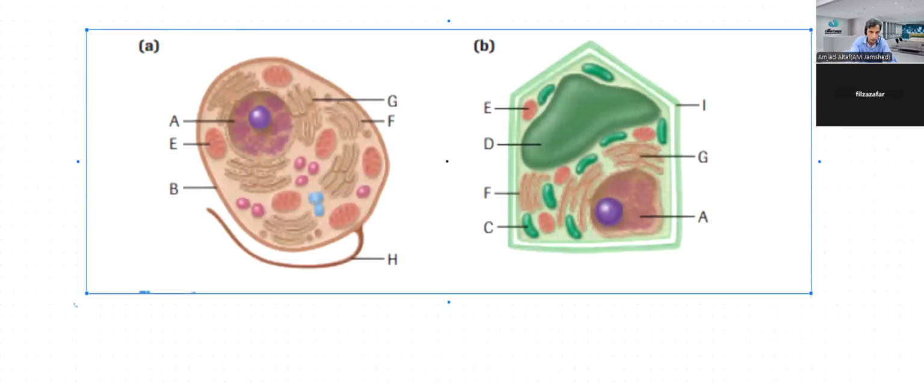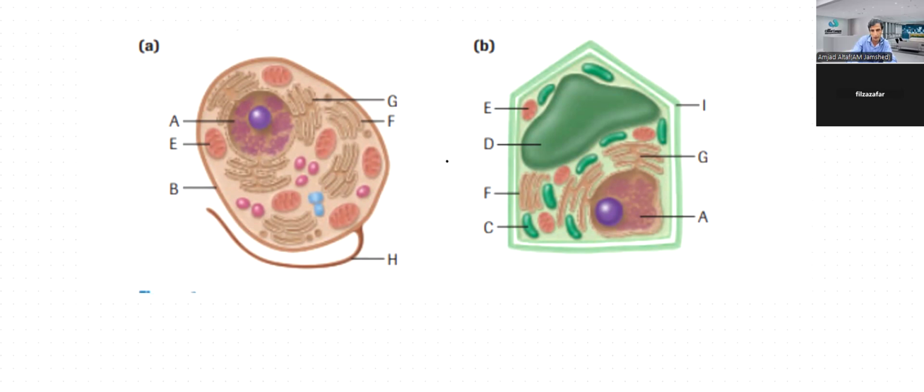Let's try to work on this. So this is one side, you can see it's an animal cell. The second one is the plant cell. Are you sure? No, that one is plant, the other one's animal.